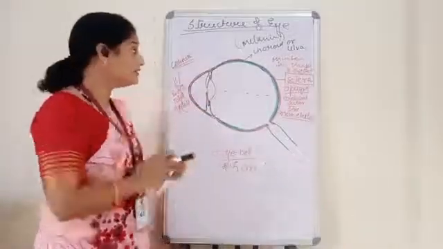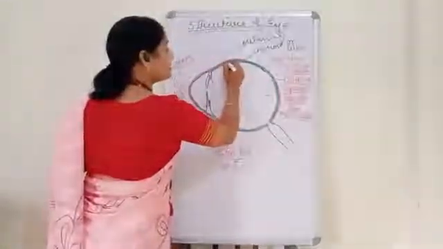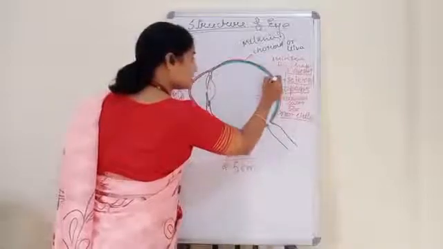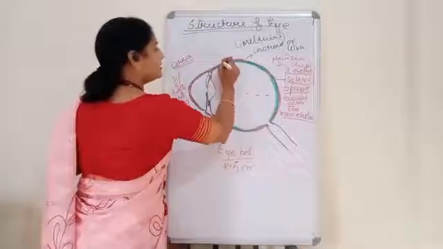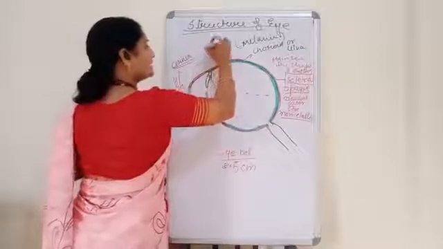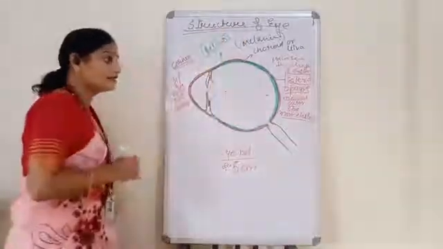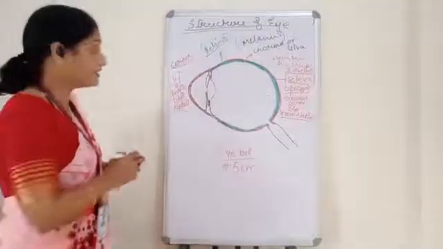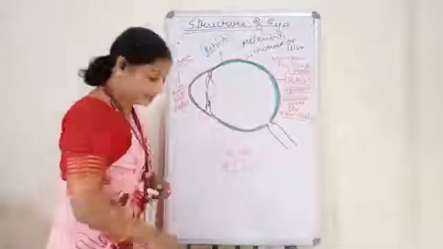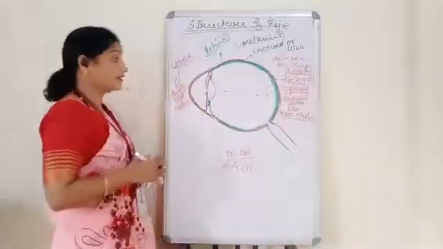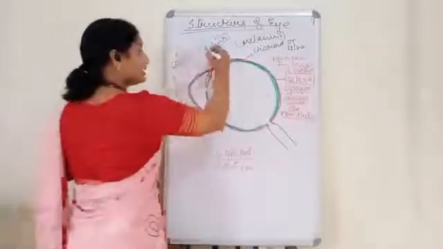Then we come to the third layer, and the third layer is the most important layer. Actually, everything is very important. The third is called the retina. So this is the place where the images are formed. This retina contains neurosensory cells. So what does it contain?